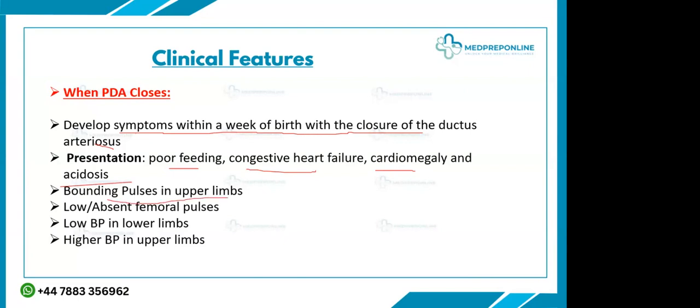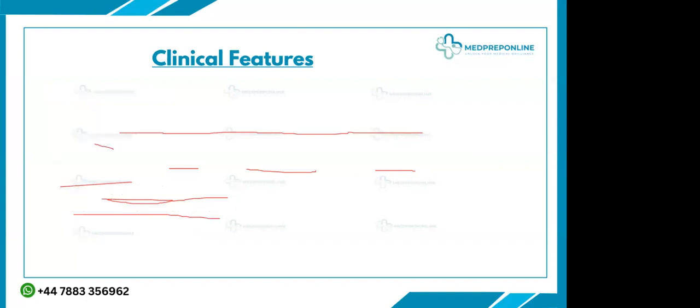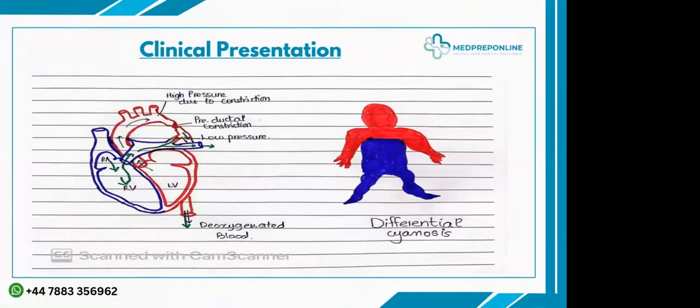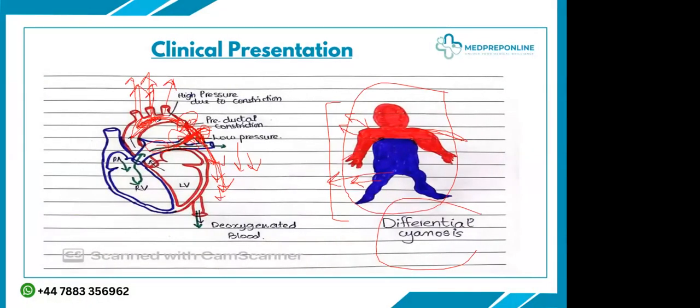Because I told you that the aorta just before the constriction is going to have high pressure. So the upper limb is going to have a very high pressure. So the pulses of the upper limb will be bounding pulses as compared to low or absent femoral pulses. Now the PDA has also been closed. Let's talk about this. What is going to happen after PDA closure?